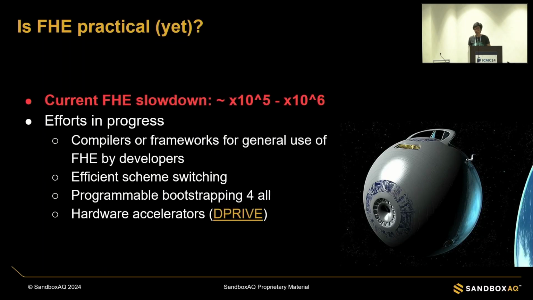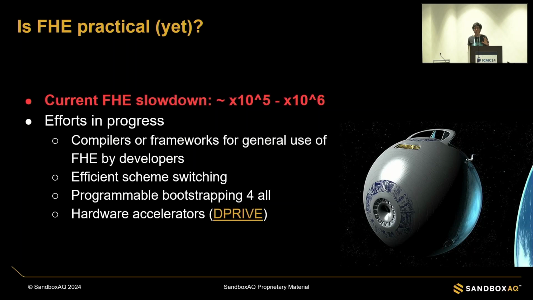And then I guess the elephant in the room, the question would be whether FHE is practical yet. Right now, the latest numbers that I know is that we still have a slowdown of 5 to 6 orders of magnitude, depending on the functionality that we want to implement. But there are a lot of efforts in progress that I think are very interesting.